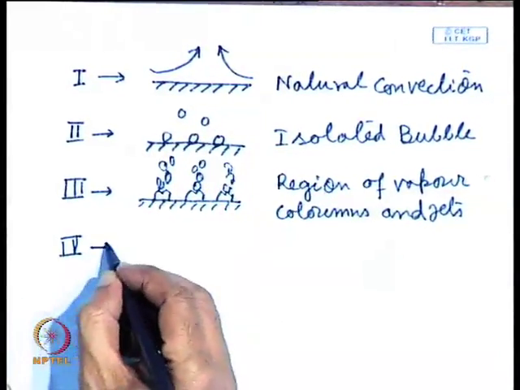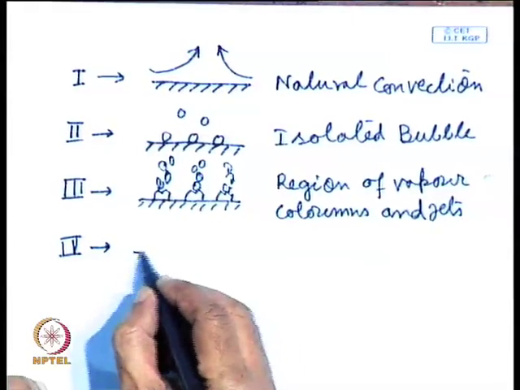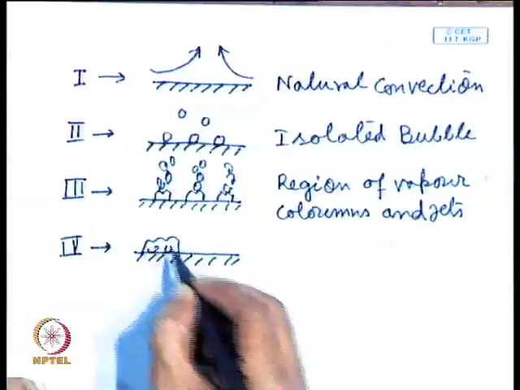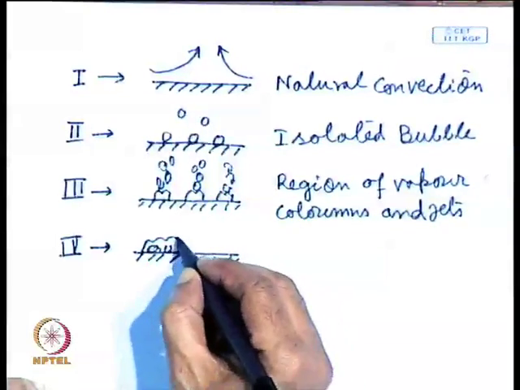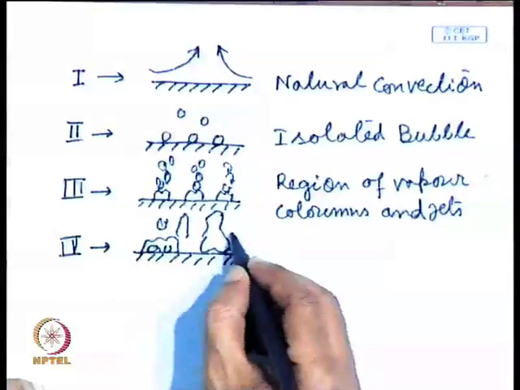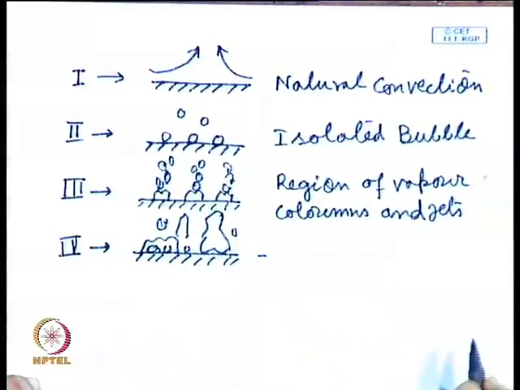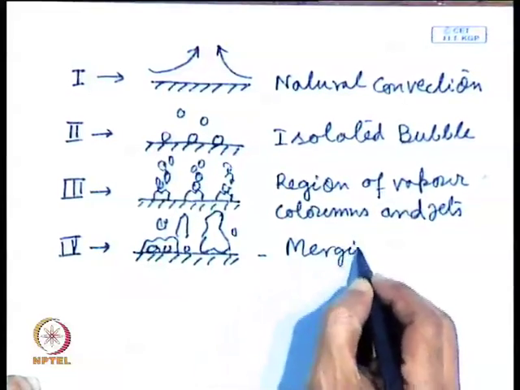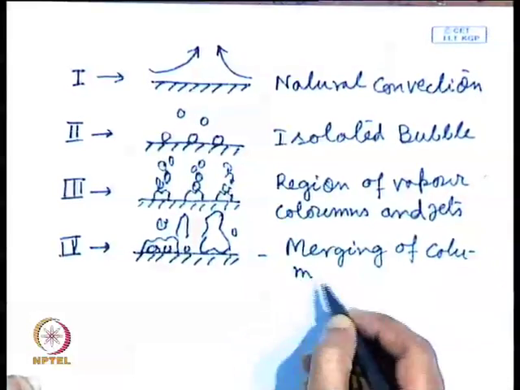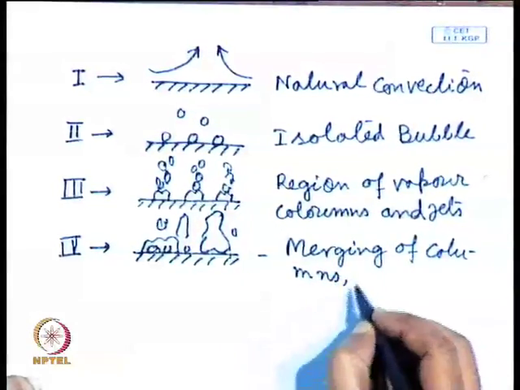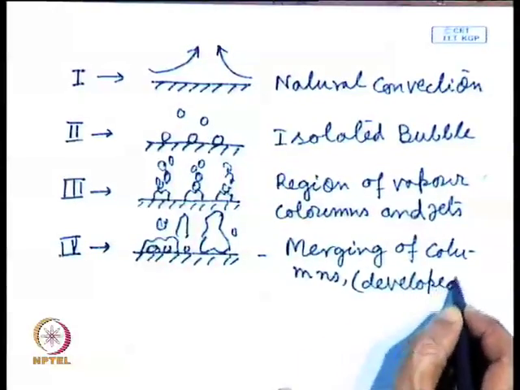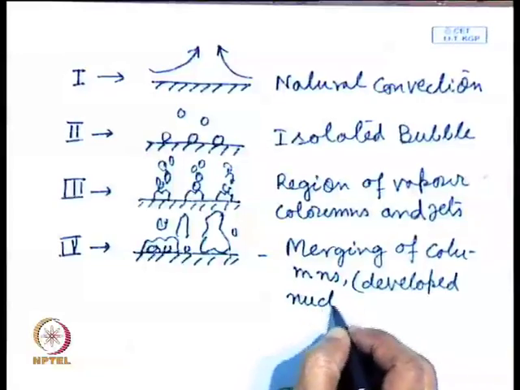In the fourth regime, what will happen? These vapor columns and jets, they will try to merge together. They will not completely merge, but they will try to merge together. So, something like this, they will try to merge together, and this is merging of columns. Sometimes it is also called developed nucleate boiling.